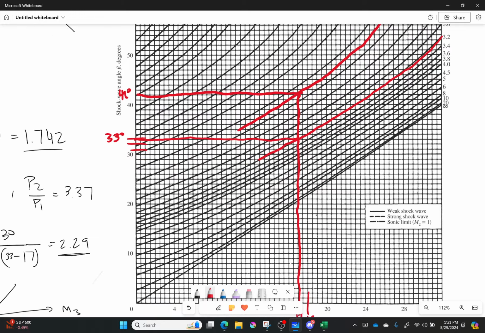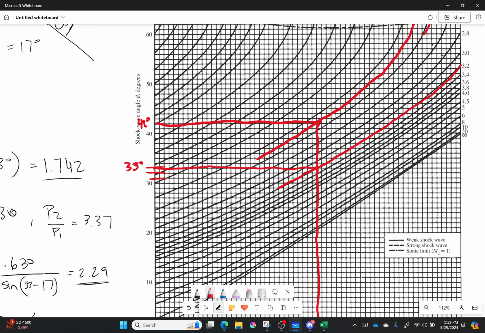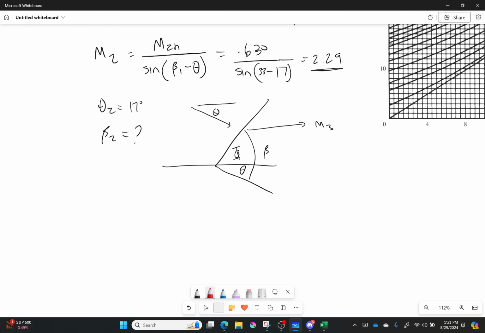Now I'm going to go with 42.2 because my numbers are 42.2, but you can see there that I got it close without really having to do that. And sorry, I was probably going too quick. You can write that down if you need to. Okay, cool. So beta 2 is actually equal to 42.2. We got that from the theta-beta-Mach diagram.